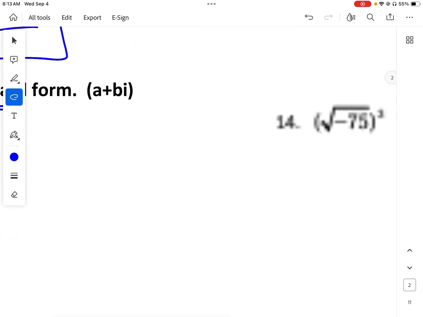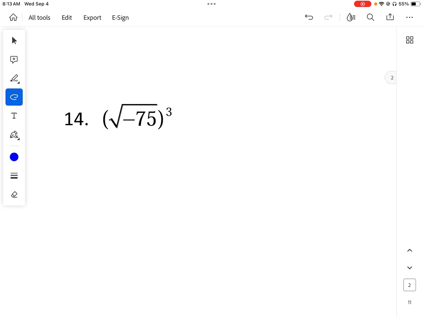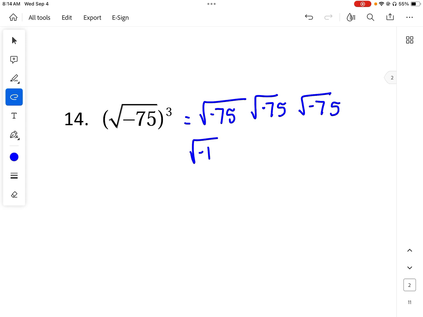Okay, one last problem to do. All right, so this one's a booger right here. What we're going to do is break this down into -75 times -75 times -75. So that means I have -1 times, let's break this down into perfect squares. That would be 25 times 3. So that would be square root of 25 times 3. Square root of 3. So that's just one of these, okay?